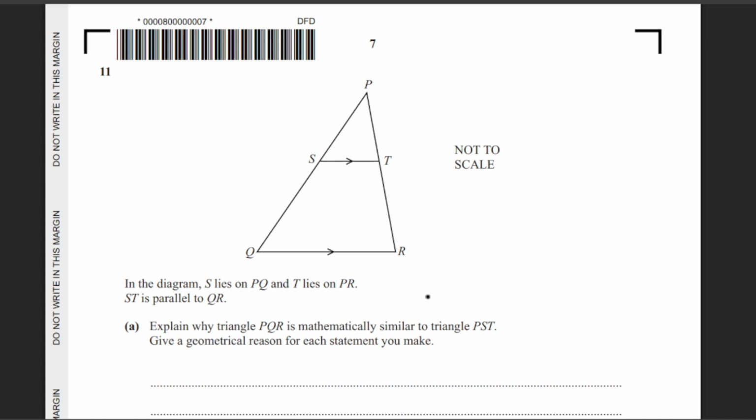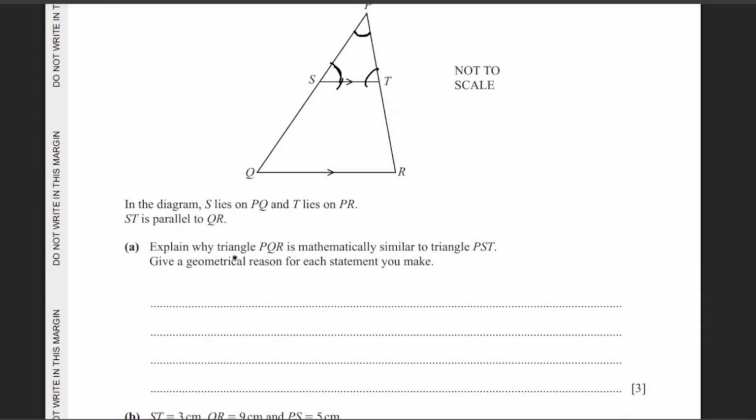And one of those is that if one angle is proven to be the same, or all three angles are proven to be the same, the triangle is mathematically similar, right? One way to do that is, you have to give statements for each of these.